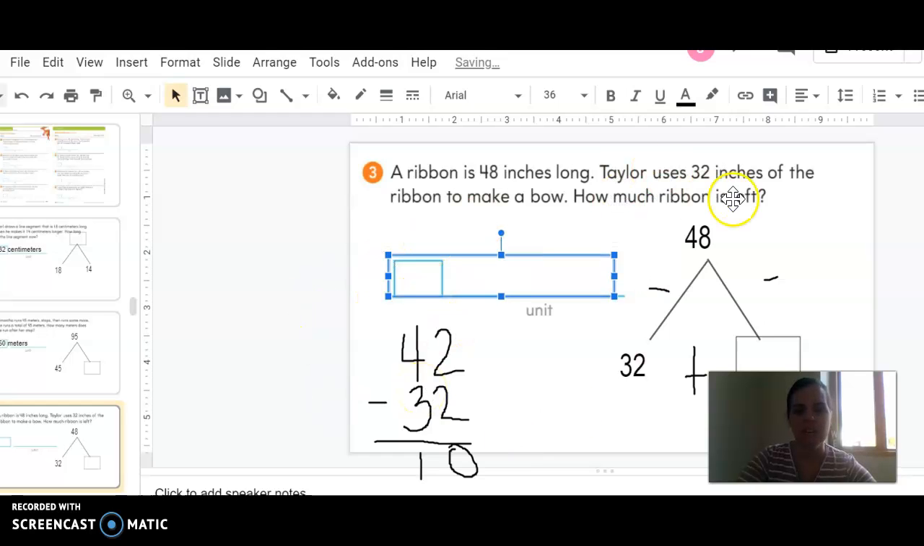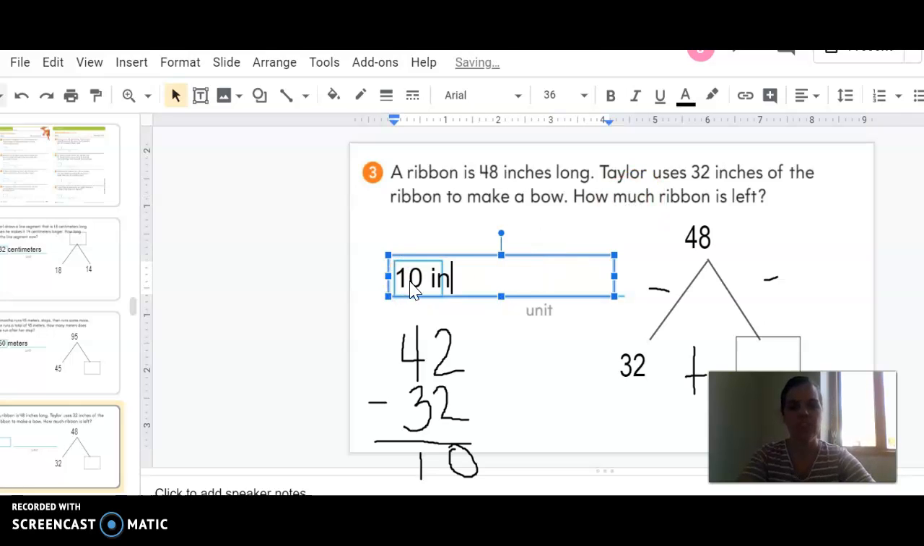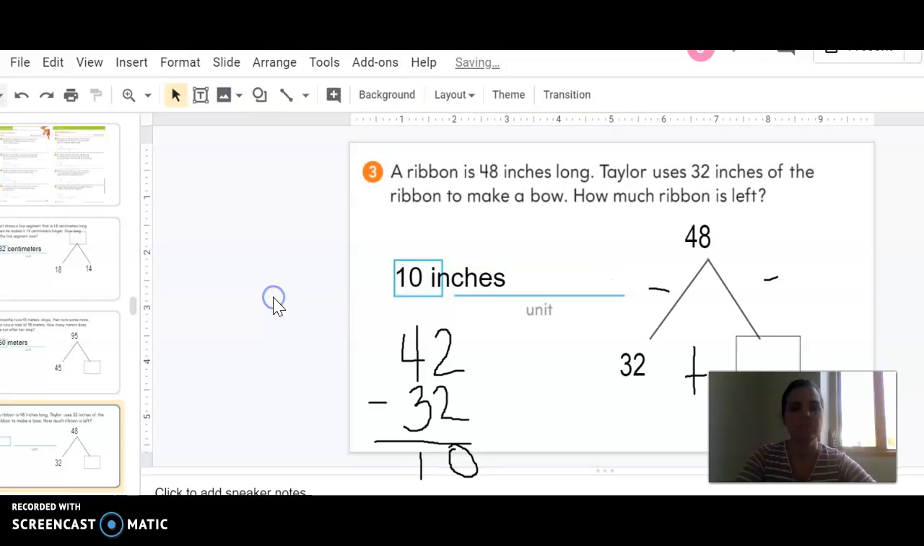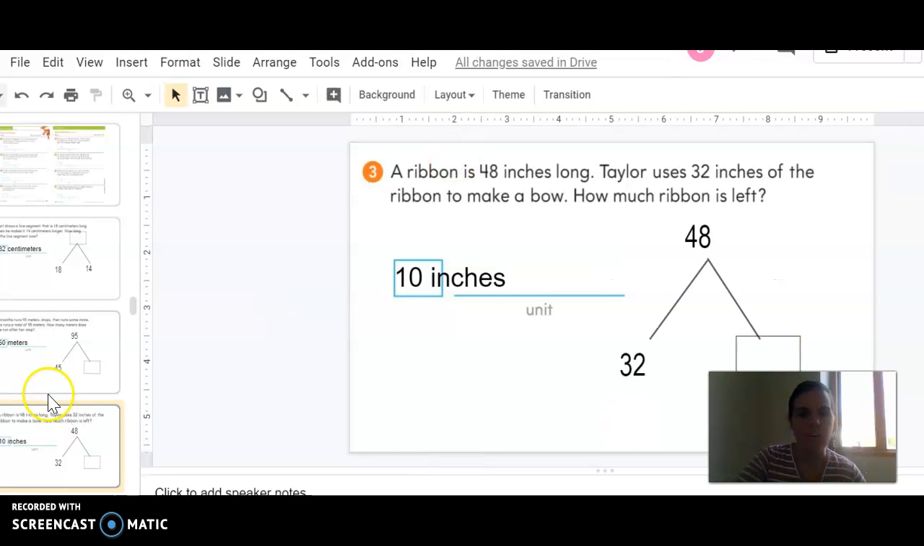Yep, 10, what? What's my label? Yep, 10 inches. Okay. All right, now I'm going to have you go ahead and solve them on your own.